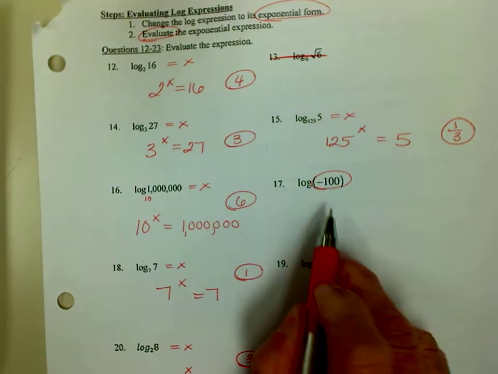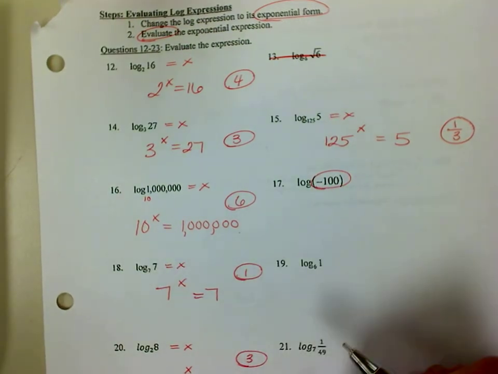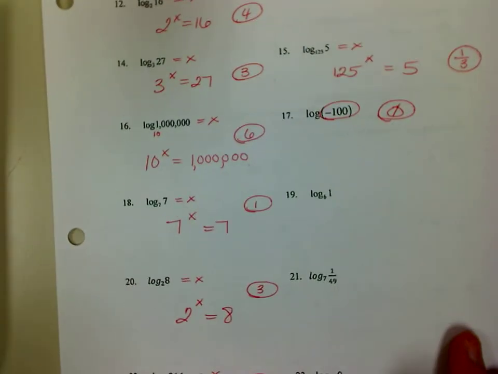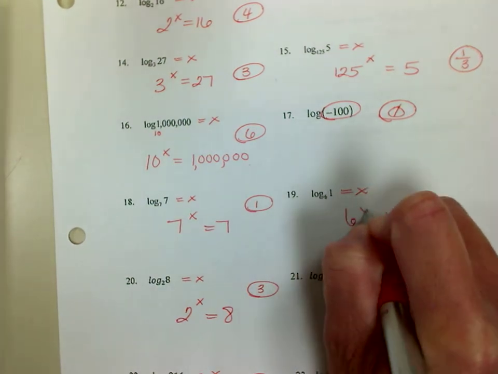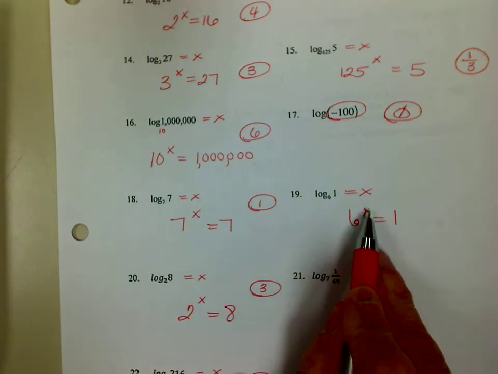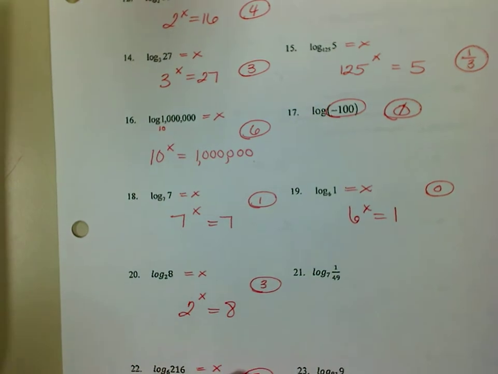Okay, so we said at the beginning that your argument, which is this number right here, must be greater than 0. And since it's not, your answer is no solution. Okay, the next one. This is like saying 6 to what power is 1. Any number to the 0 power is 1, so your answer is 0.